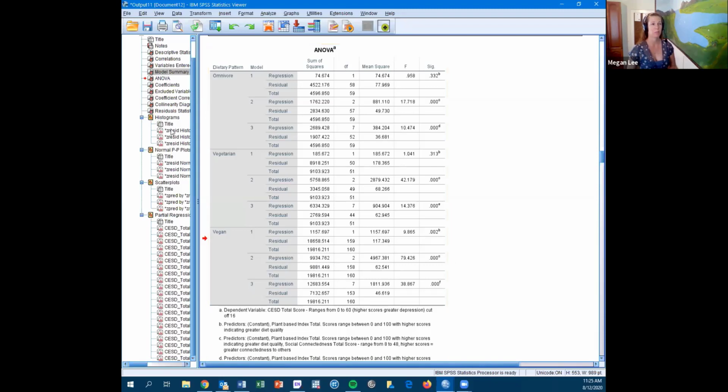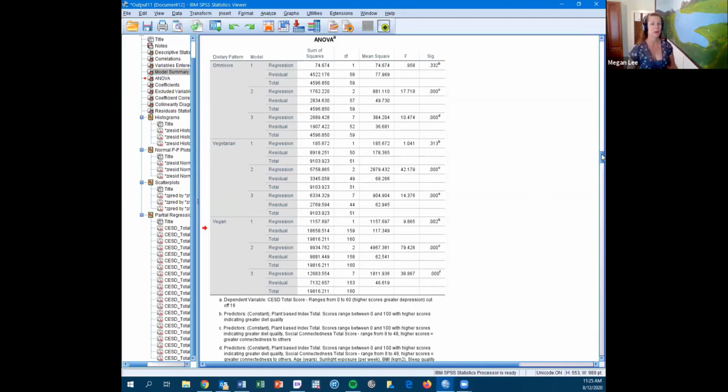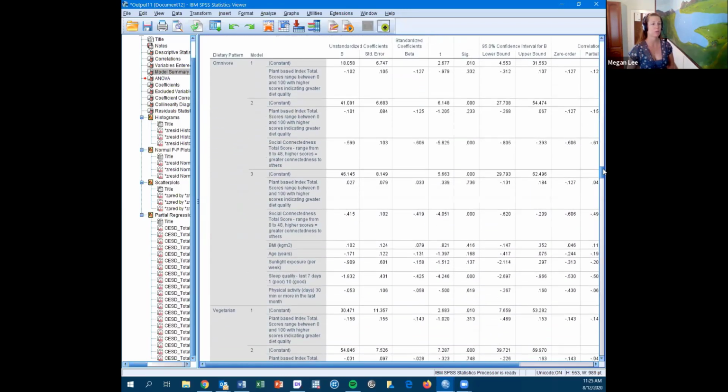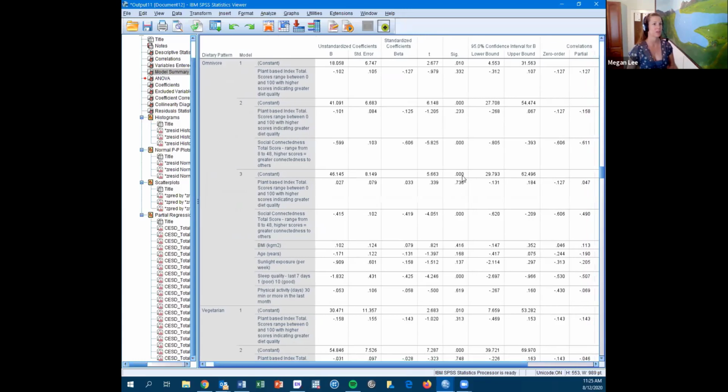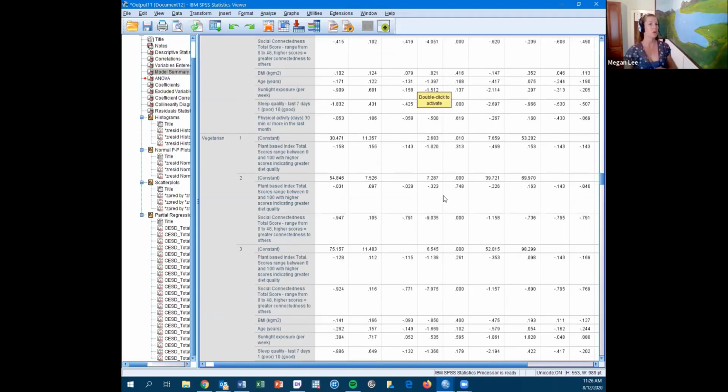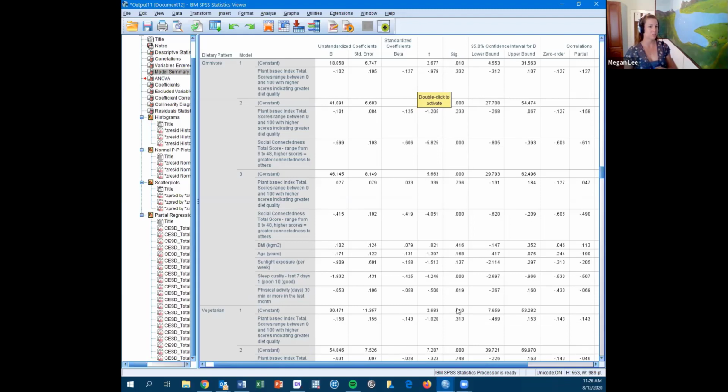So then what we do once we've looked at our ANOVA is we go and have a look at our coefficients in model 3 for all of them and see which ones are significant. So in model 3, diet's not significant. The only things that are significant in model 3 for omnivores is social connectedness and sleep quality. Is this a trend that we're seeing from our last one when we looked at the population data? Was that the same result that we found? Yep. So the only things that are coming out is sleep quality and social connectedness for omnivores. When we look at vegetarians, where's the significance? Here it is.